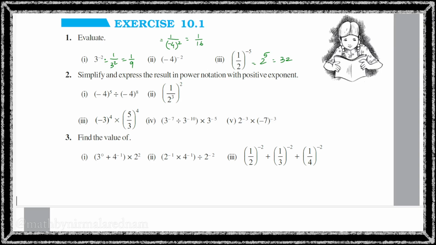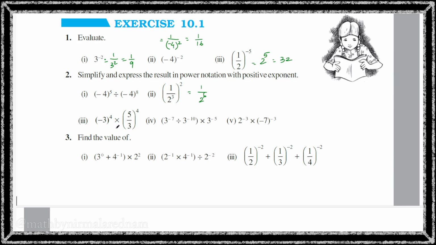So the next question, they want us to simplify 1 by 2 cube whole square. This is simply 1 by 2 power 6. 1 power 6 by 2 cube square, which is 2 power 6, right? So that is your second one.